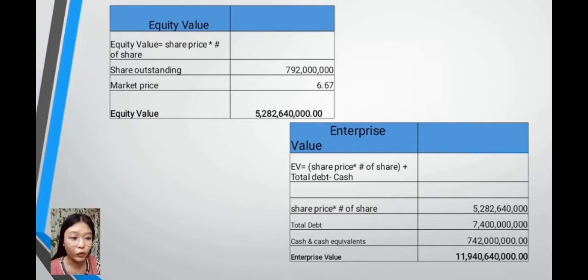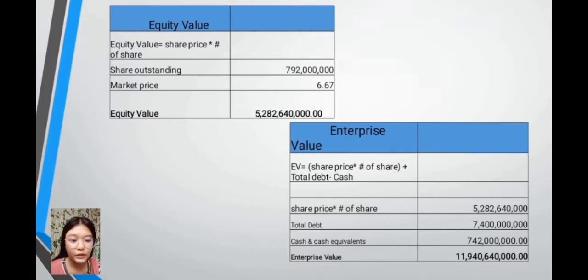As we all know, enterprise value is mostly used by investors and analysts to know the calculations of a company's value. The 11,940,640,000 is the measurement of their company's value. It also includes the market capitalization of their company and the short-term and long-term debt as well as the cash in their balance sheet. Next is we compute the equity value.